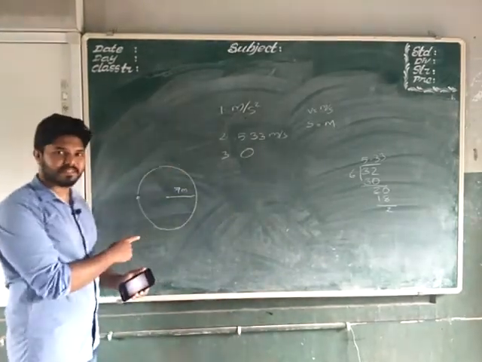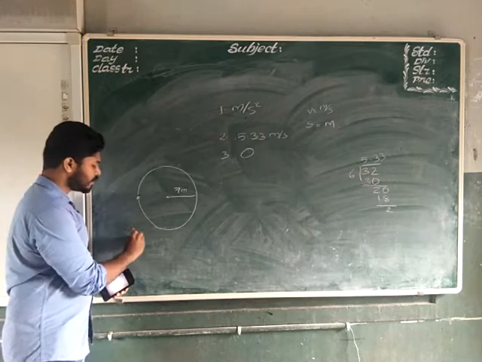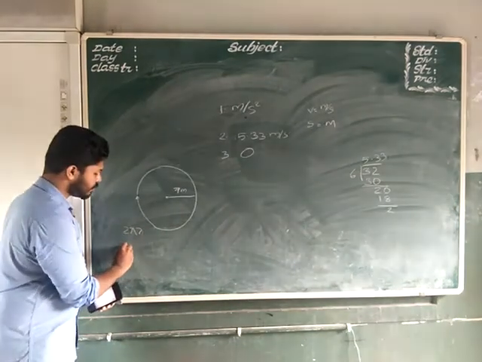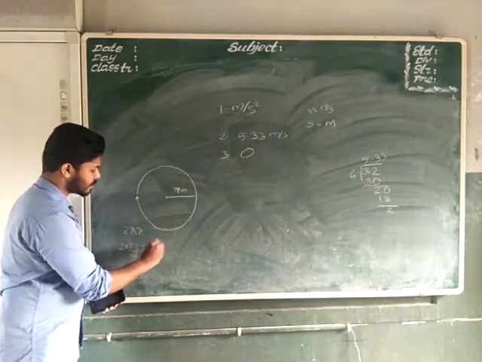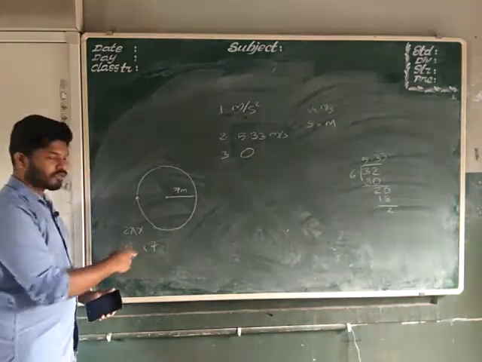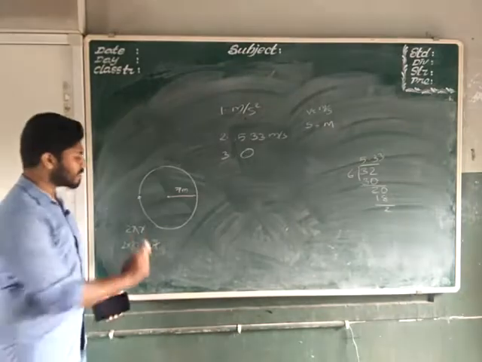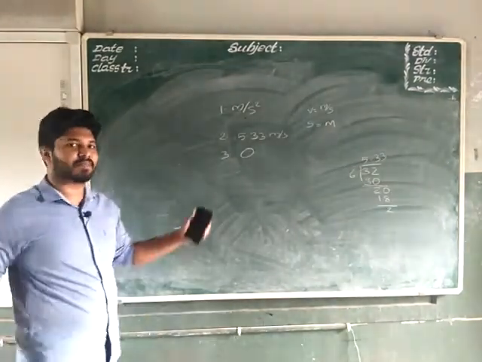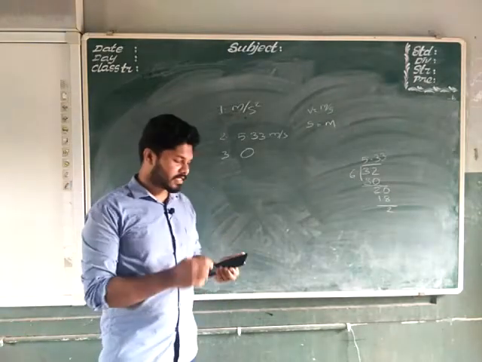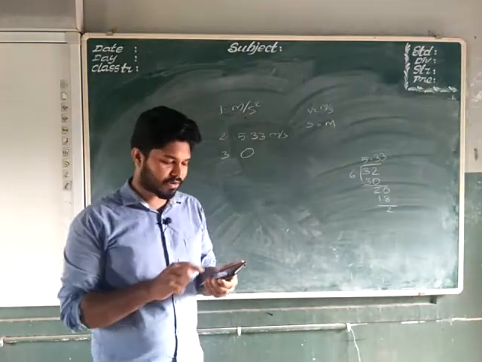What about the distance traveled? Distance traveled will be 2 pi r, that is 2 into 22 by 7 into radius, which is 7. So that gives us 2 into 22, that is 44 meter. If it is asked for distance, it is 44 meter, but here it is asked for displacement, therefore it becomes 0. So that is the first part of our question paper.